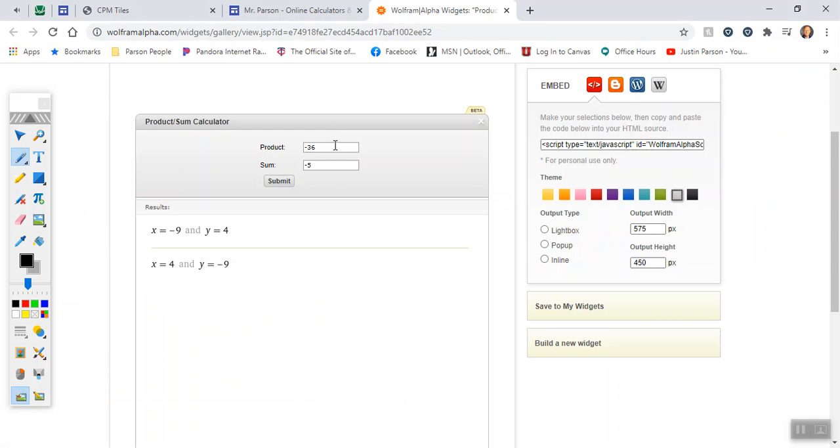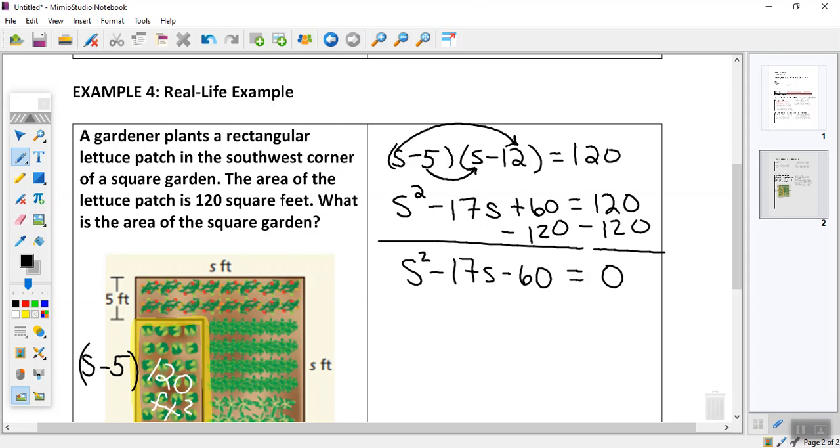This little calculator, you're going to love it. What are we trying to multiply to, kids? Negative 60. How about negative 17? Submit. Guys, what are our values there? What are our values? Negative 20 and 3. So to factor this left side over here, we would have s minus 20 and s plus 3 equals 0. Right?